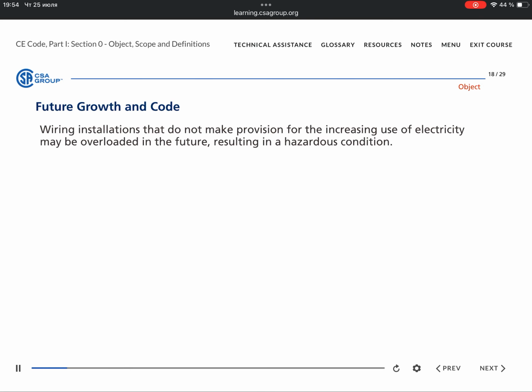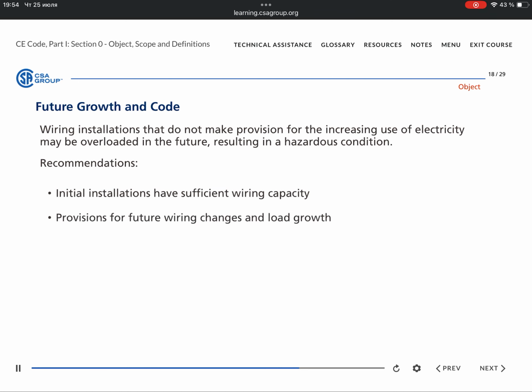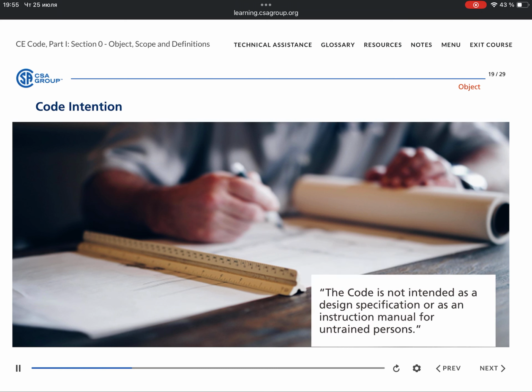Wiring installations that do not make provision for the increasing use of electricity may be overloaded in the future, resulting in a hazardous condition. It is recommended that the initial installation have sufficient wiring capacity and that there be some provision made for wiring changes, which might be required as a result of future load growth. The code is not intended as a design specification or as an instruction manual for untrained persons.